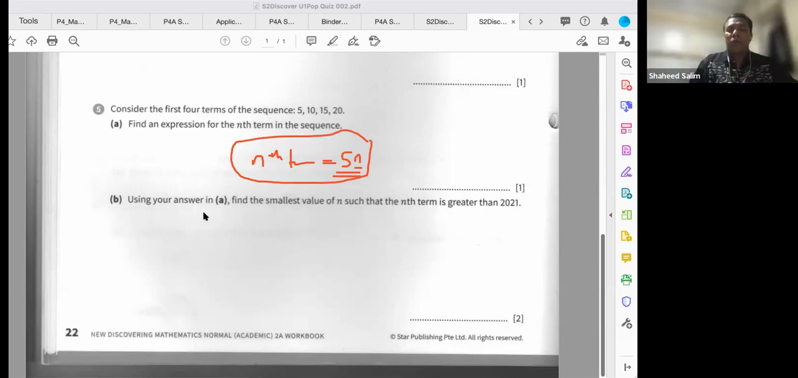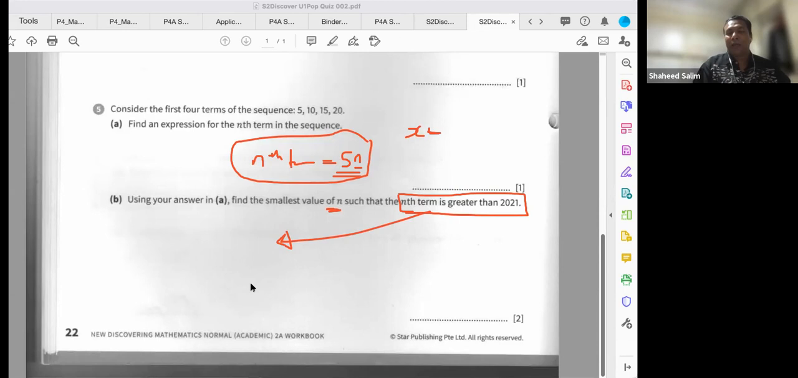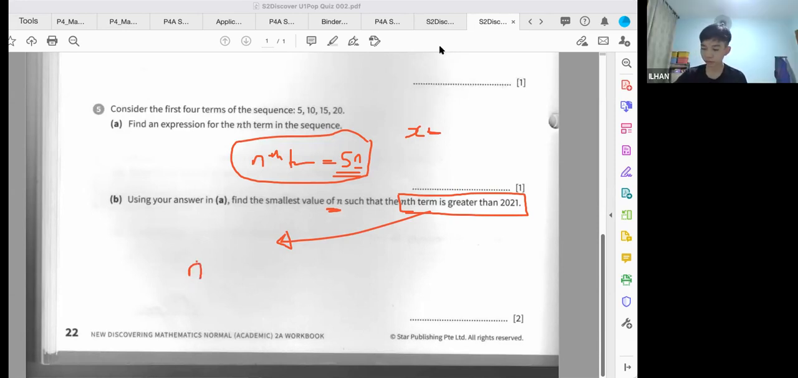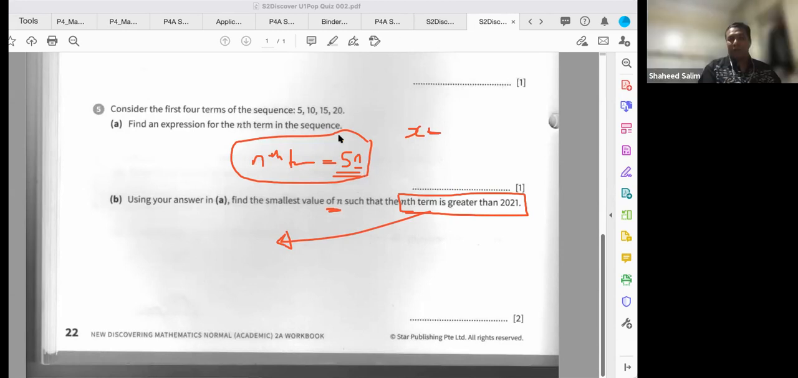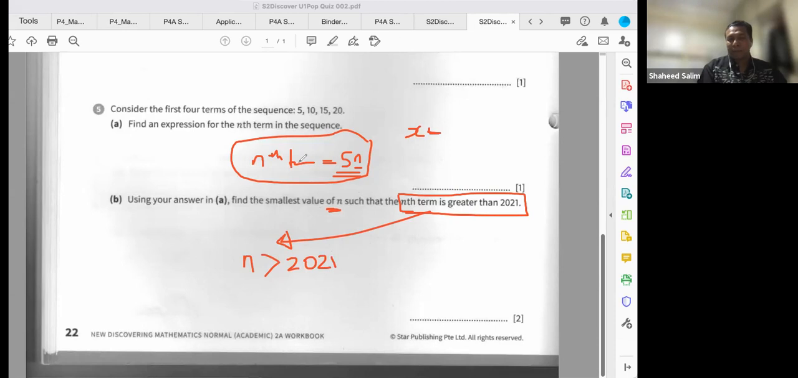Okay, using your answer, find the smallest value for n such that the nth term is greater than 2021. Now you have to write this as an inequality. You know what an inequality is. Can you try to write down the inequality? You can use the letter n, no x around here, just n. So n is greater than 2021. Okay, now this n is the number, the position.